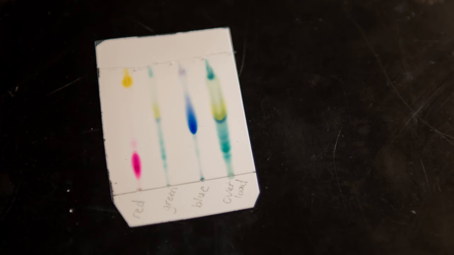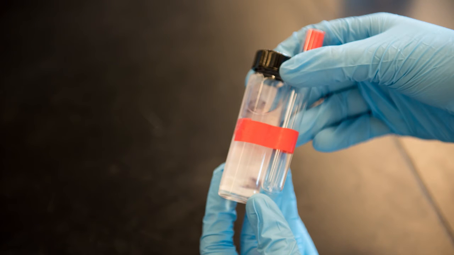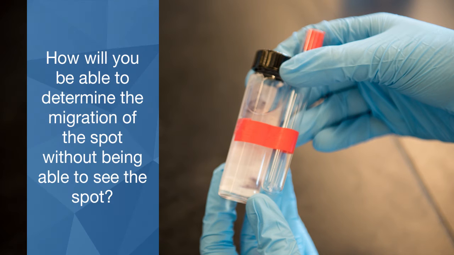For the separation of different inks in part 1, all of the migration spots were visible since they were different colors of ink. Generally, you will be separating solutions which are only slightly colored or colorless, and therefore the migration spots will be invisible. How will you be able to determine the migration of a spot without being able to see the spot?